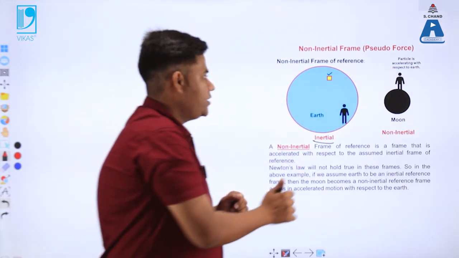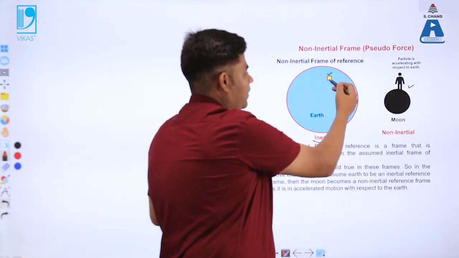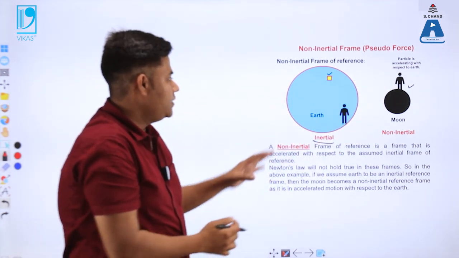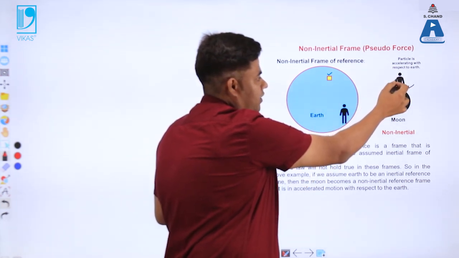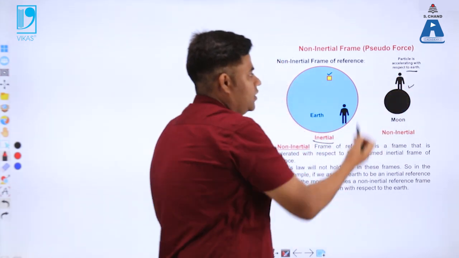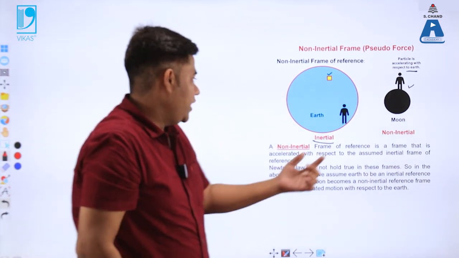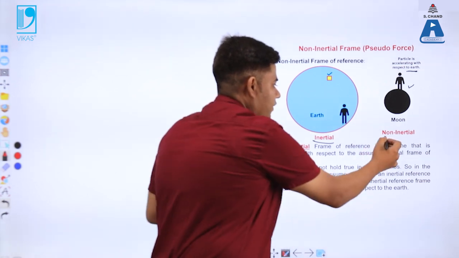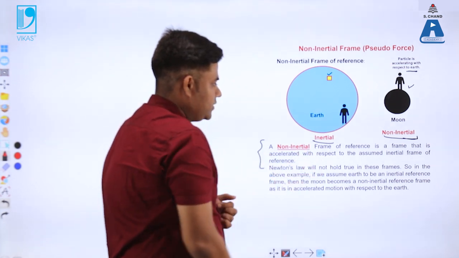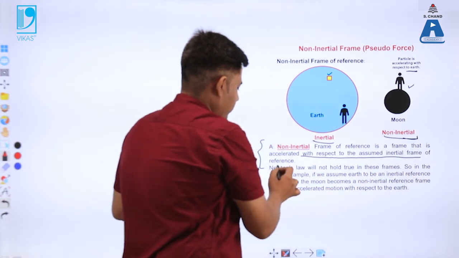Let's say we have another situation in which the man is standing on the Moon and watching this particle from the Moon, and the particle is on Earth. So what happens? The position of this particle is with respect to the Earth, and that particle is accelerating with respect to Earth. That means it has some value of acceleration, and that acceleration value is constant. So we term this frame of reference a non-inertial frame of reference. A non-inertial frame of reference is that frame of reference which is accelerated with respect to the assumed inertial frame of reference.